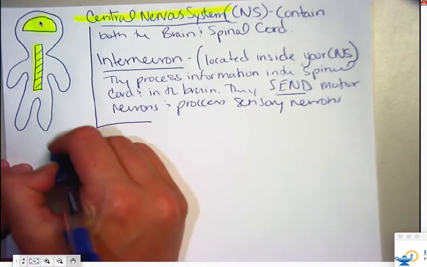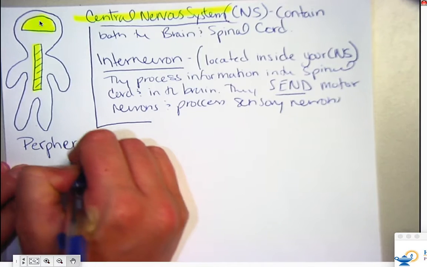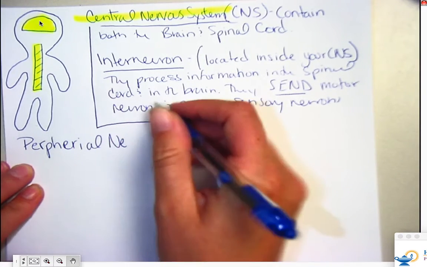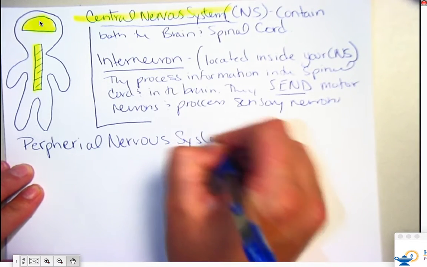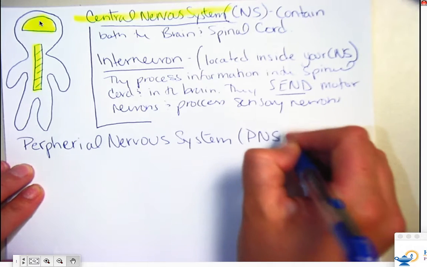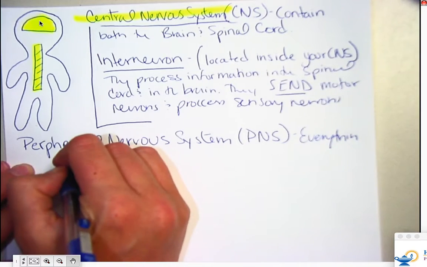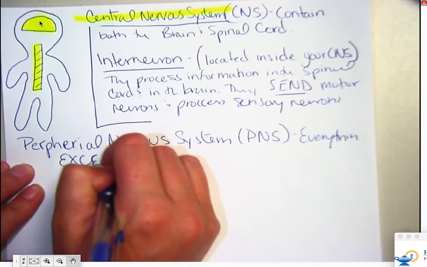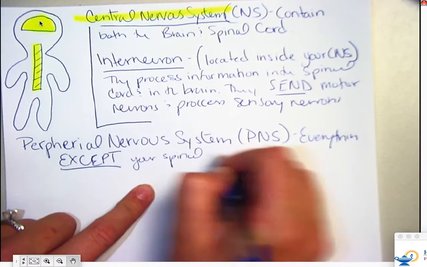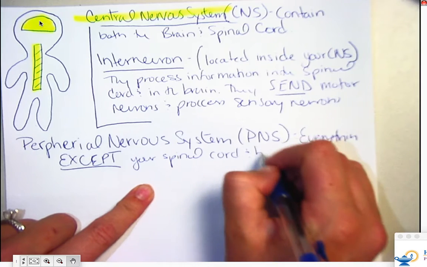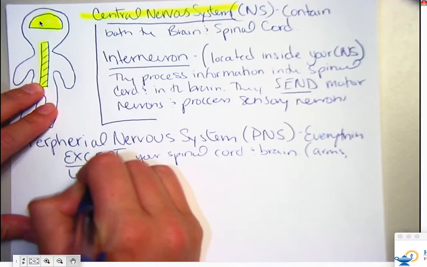Okay? Your next major system is your peripheral nervous system. It's your peripheral nervous system, also known as the PNS. Yes, it's your PNS. Okay, it is everything except your spinal cord and brain. Parentheses, arms, legs, and fingers.